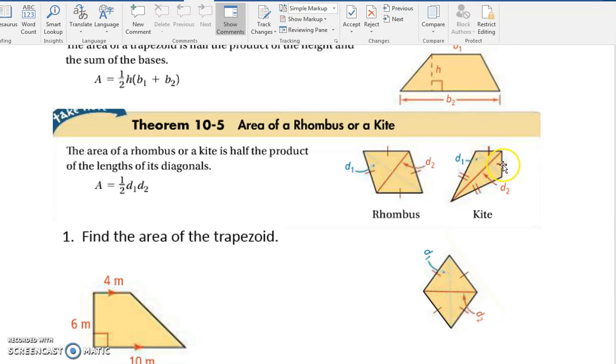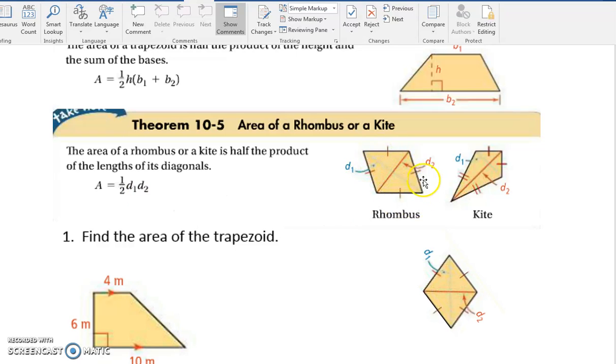So we have two small chunks together on this side, and then two larger chunks together on that side. That's our basic definition of a kite. Our formula here for area is 1/2 times one diagonal times the other diagonal.